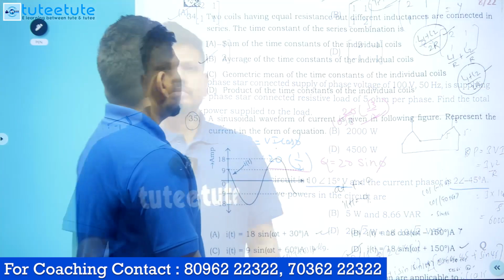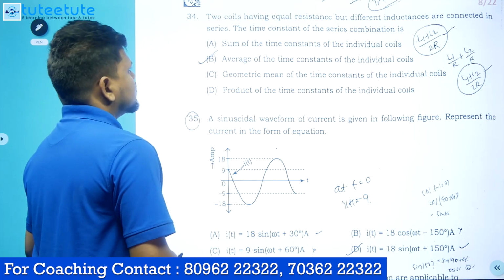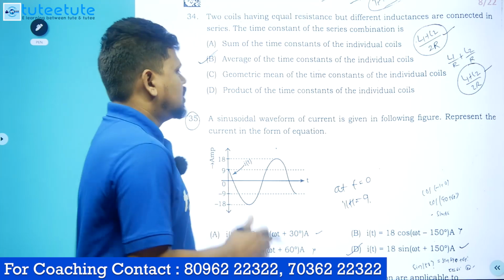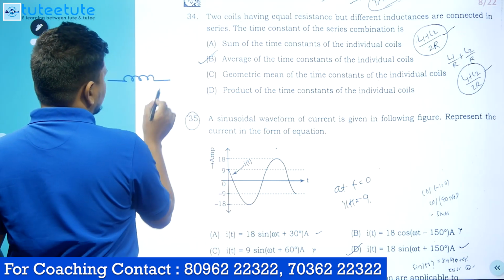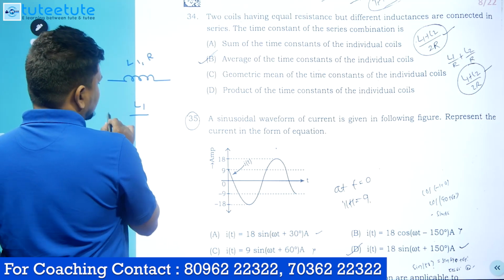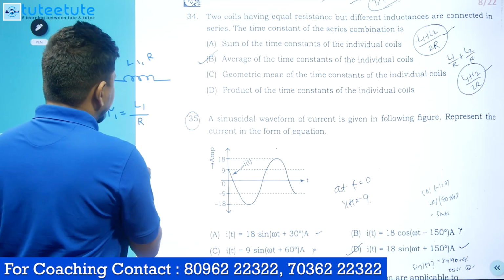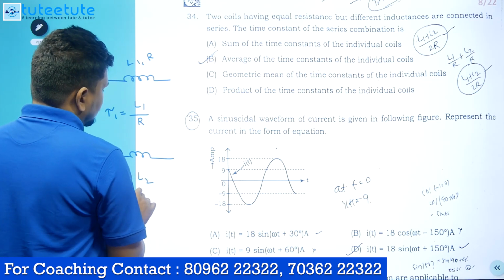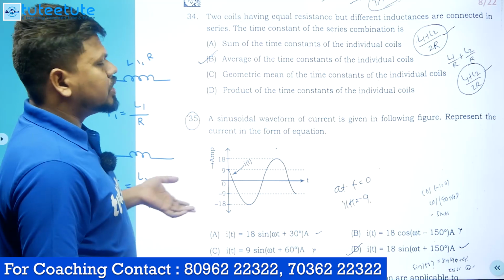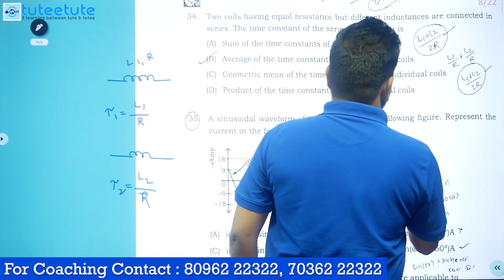Two coils having equal resistance but different inductances are connected in series. The time constant of the series combination is... they are asking the time constant of the series combination. Whenever one coil is there, what is the time constant of that coil? It will have some inductance and resistance they have given. So time constant is equal to L divided by R, so L1 divided by R. Similarly, for the second coil also there will be a time constant, L2 divided by R. Now what they are asking, they both are connected in series. Whenever they both are connected in series like this, what will happen?